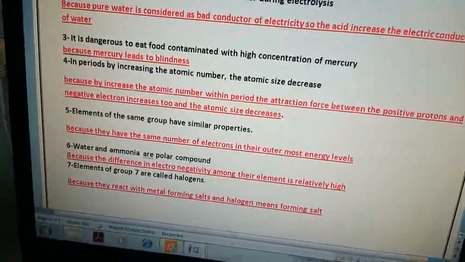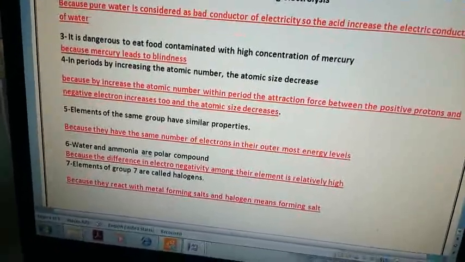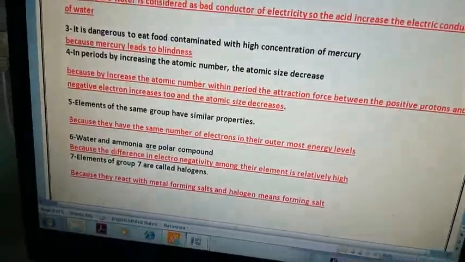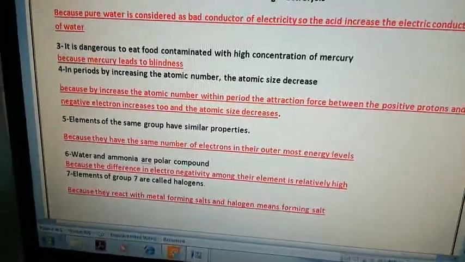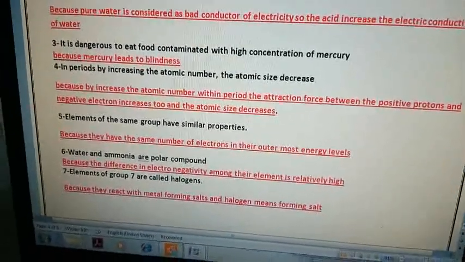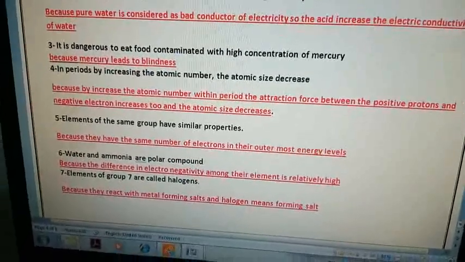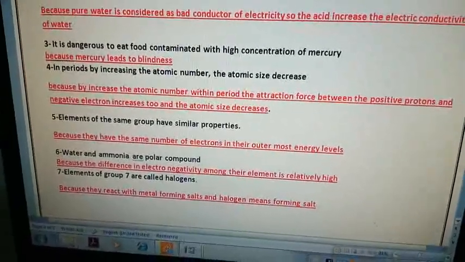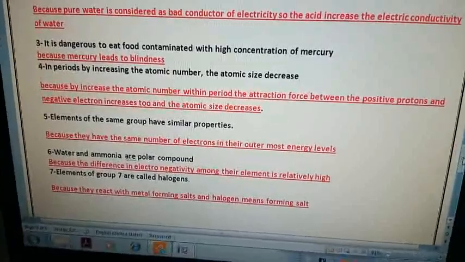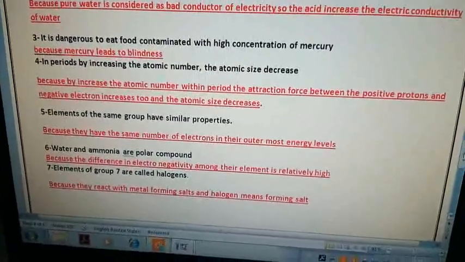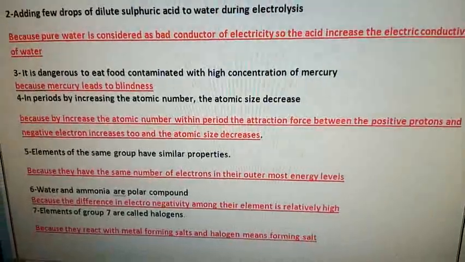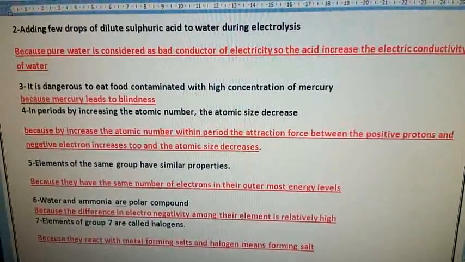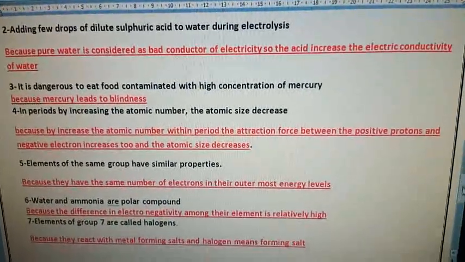Number 6, water and ammonia are polar compounds. That's why, because the difference in electronegativity among their elements is relatively high too. Number 7, elements of group 7A are known as halogens. That's why, because they react with metal producing salt, and halogens mean forming salt.